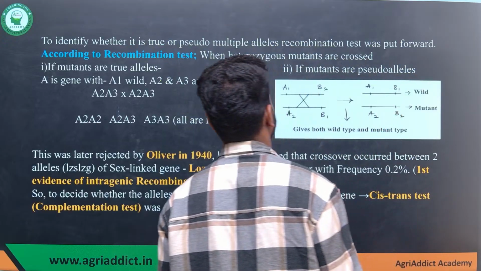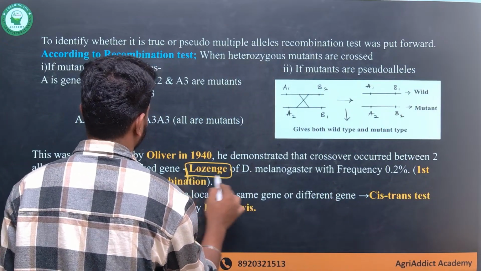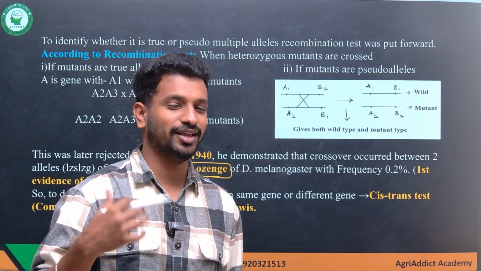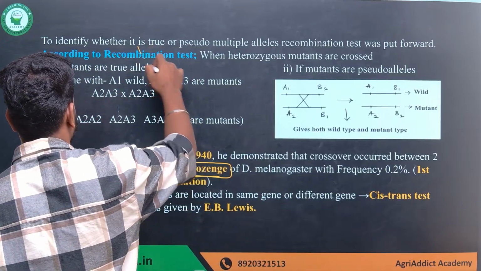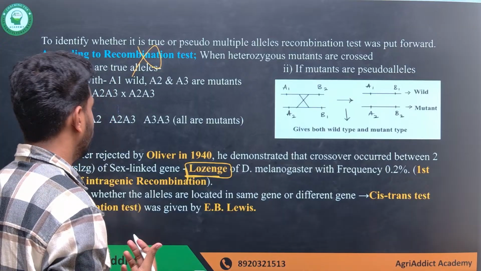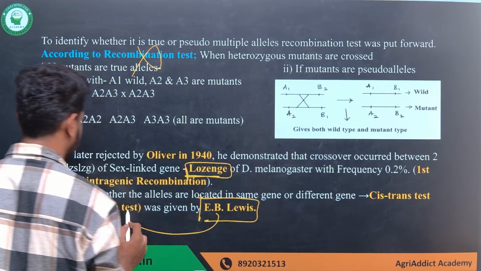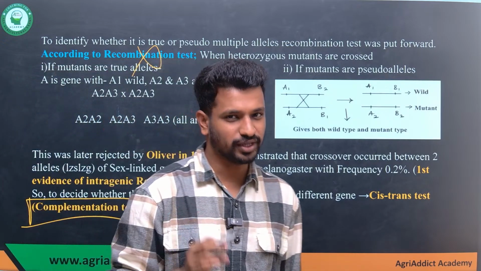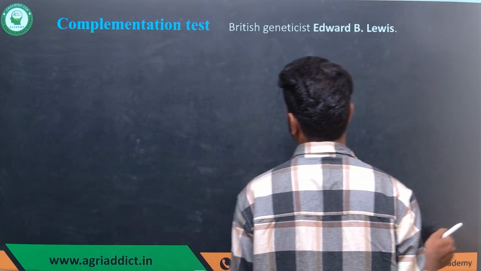Oliver provided the evidence in the Lozenge gene that crossing over can even occur between multiple alleles of a single gene. Because of this, the recombination test failed to differentiate between true multiple alleles and pseudoalleles. Next, it was E.B. Lewis who introduced the complementation test, which is accepted till today, to differentiate pseudoalleles and multiple alleles.